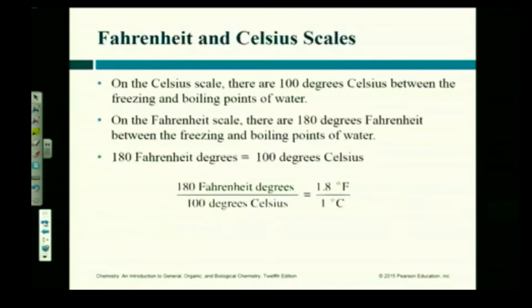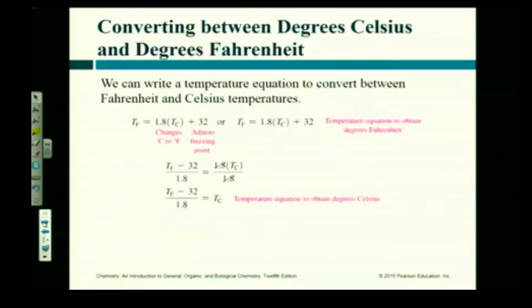All right. Now let's get this slide because I'm going to give you some equations.